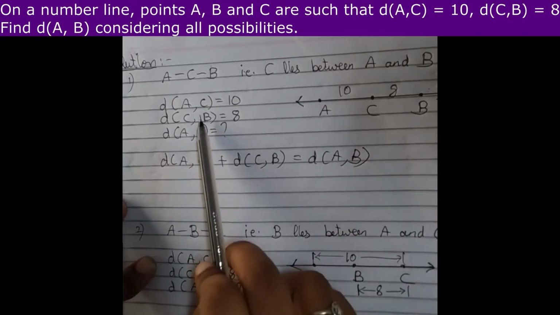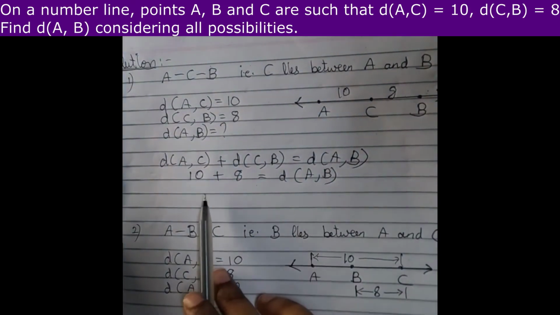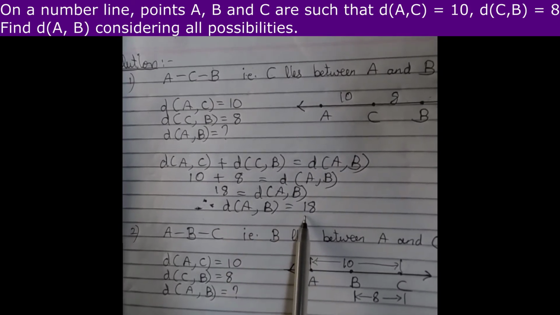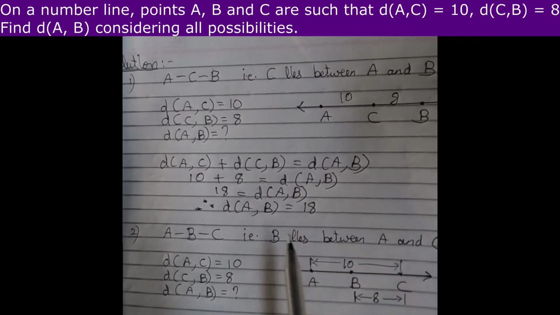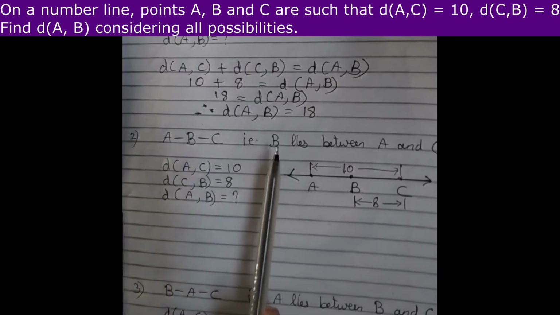Now we will substitute all the values given in the question. So distance AB equals 10 plus 8. Therefore distance AB equals 18. So we got the answer by considering the first possibility. Now we will see the second possibility.